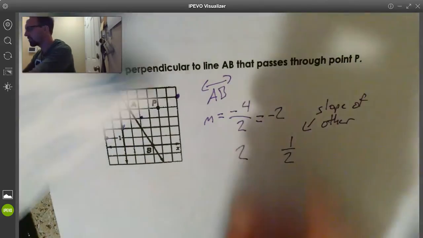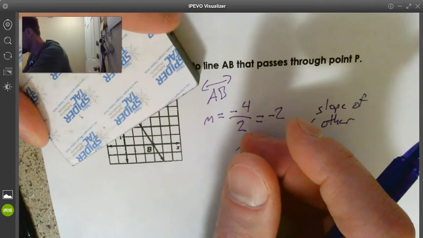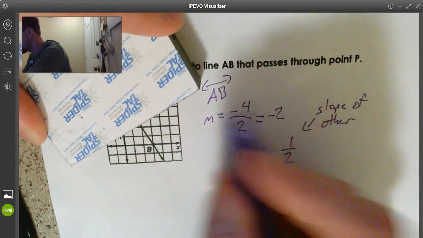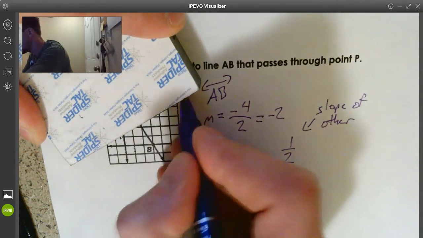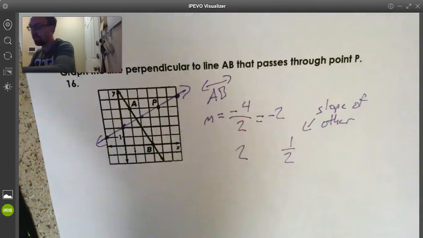I failed to do this on the other one, but I usually draw all the way out when I connect these, just so that I know how far I need to go. And that's my perpendicular line.